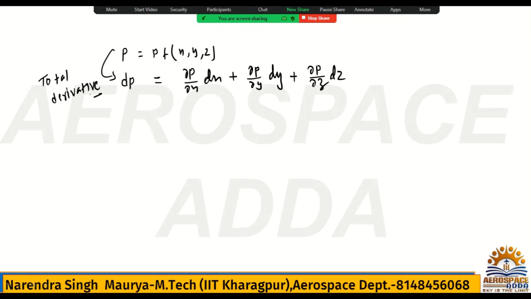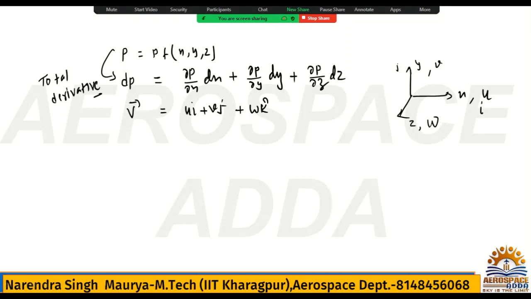Total derivative. Similarly, the velocity vector V, I told you what is the V vector? V = ui + vj + wk. I told you this in the last class. This is x, y, z. In the x direction, what is the velocity? u. In the y direction, what is the velocity? v. And in the z direction, what is the velocity? w. This is the i vector, this is j, and this is the k.